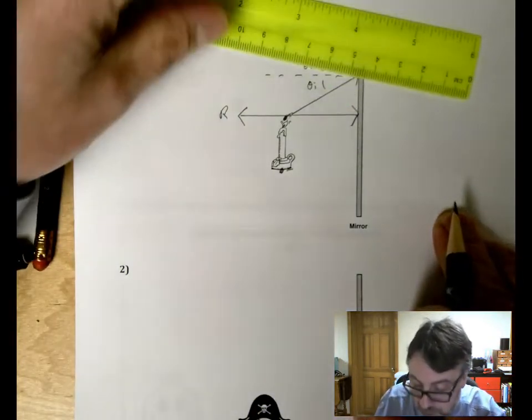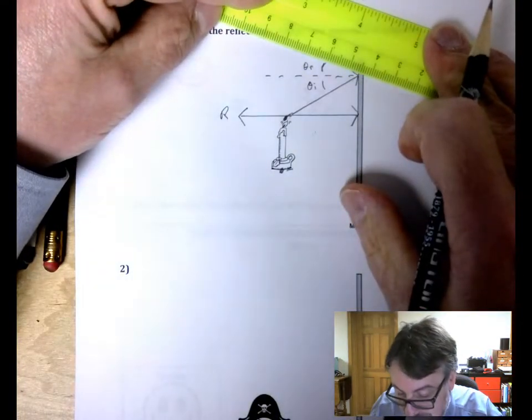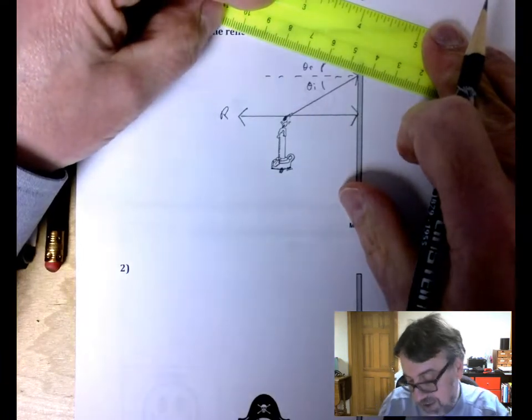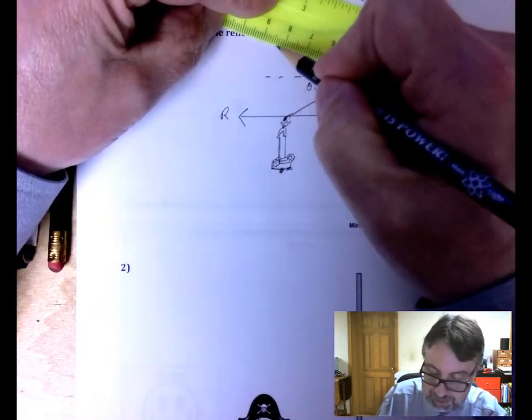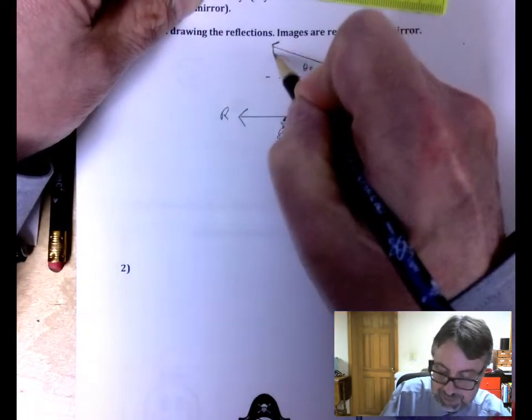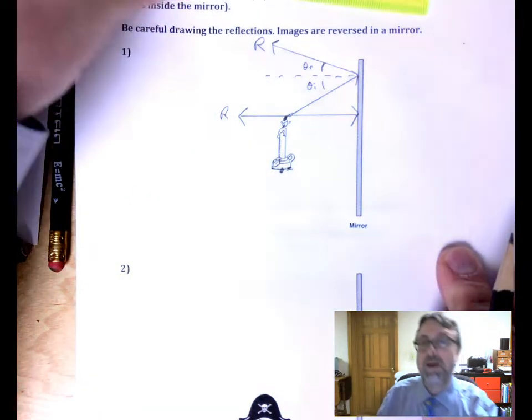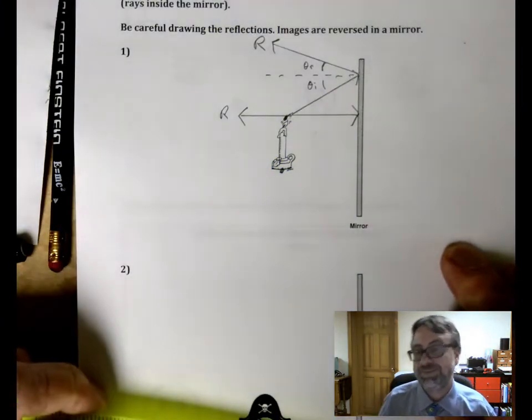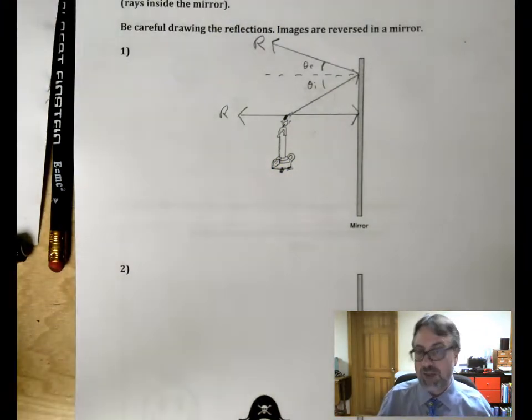Now, I'm just eyeballing it, so I'm hoping that I'm close, but I'm not the greatest artist either. So this might be off a little bit, but we'll see when we do the final image. And I'm going to mark that reflection with an R as well. All right, so I have 2 reflections from the top.